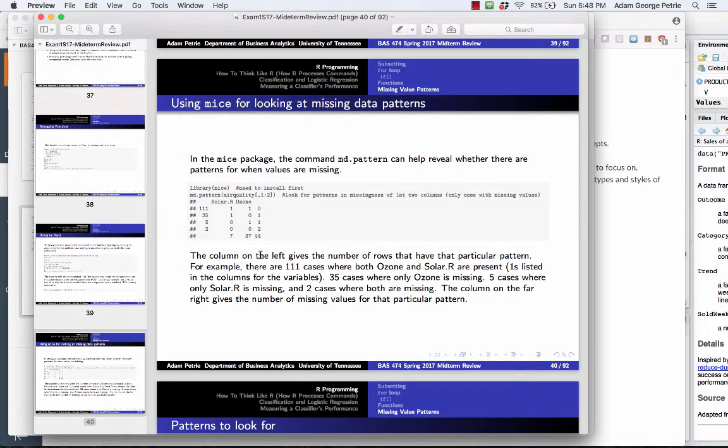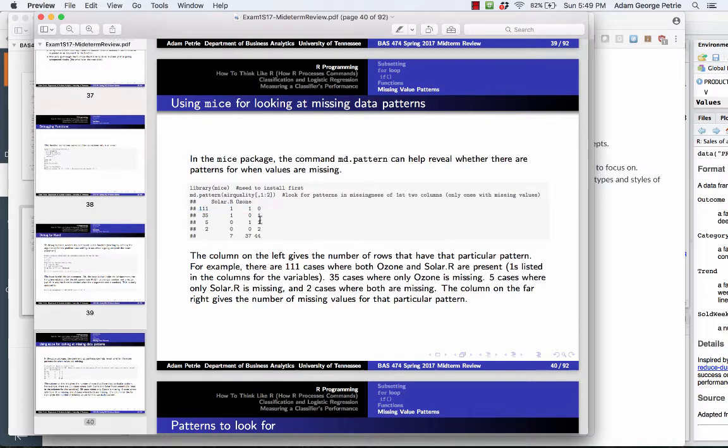So remember, the way that we interpret it is that this very far left number is telling us how many times we see a particular pattern. The ones and the zeros inside the block of numbers here tell us whether or not the particular values of the variable were present, that's a 1, or missing, that's a 0. So for instance, there are 35 rows where solar radiation was present, but ozone was missing. There's 111 instances where both values were present.